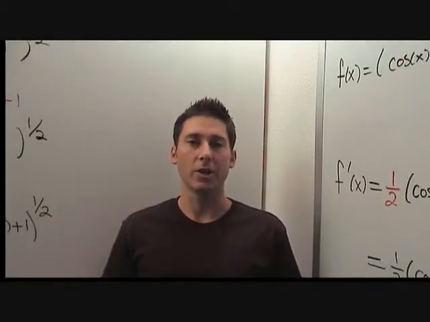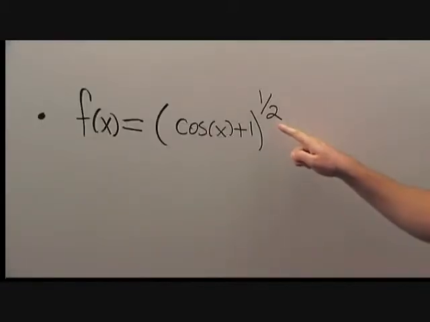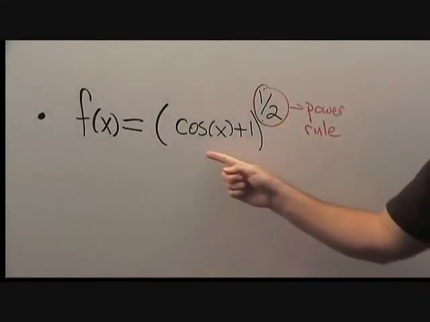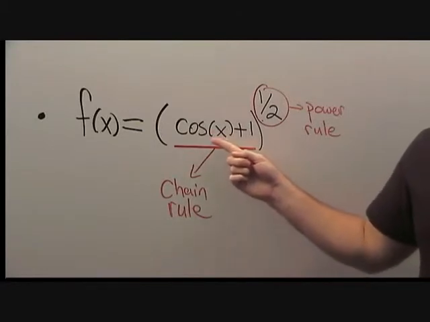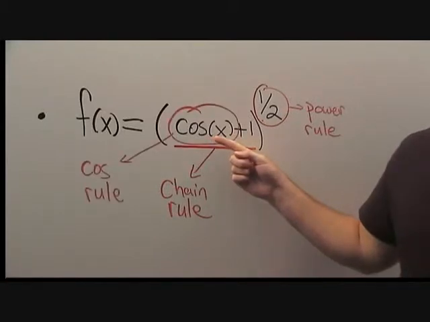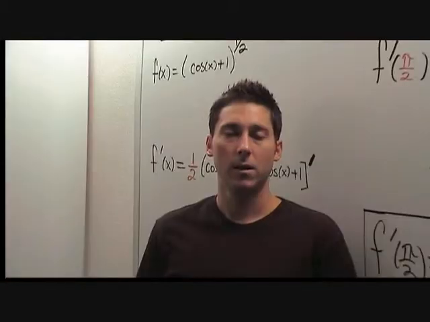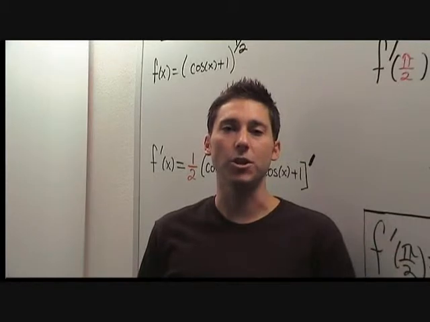Let's look carefully at our function and decide which rules of differentiation we will need. Here, we need the power rule. Here, we need the chain rule. And here, we need the cosine rule. Now that we know which rules to use, let's compute f prime of x.